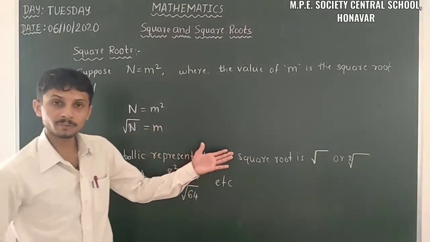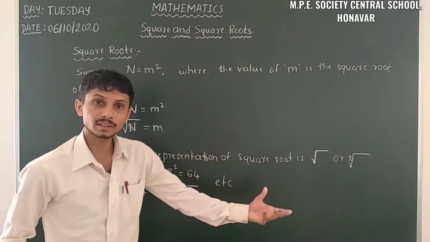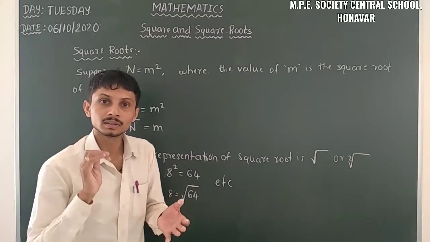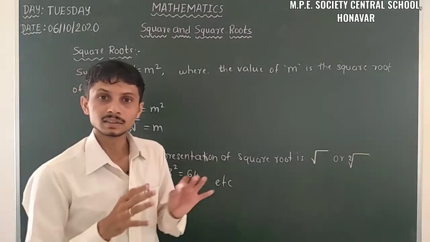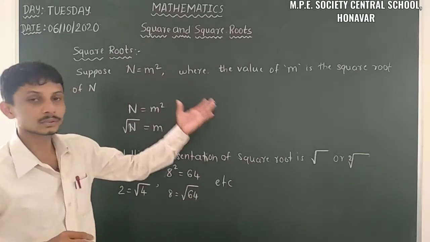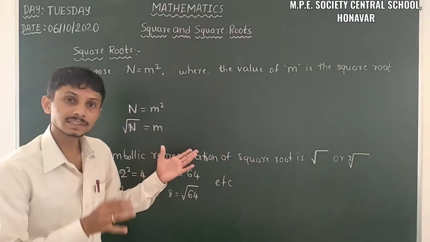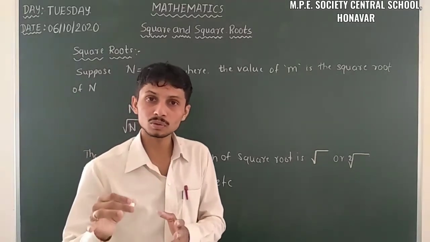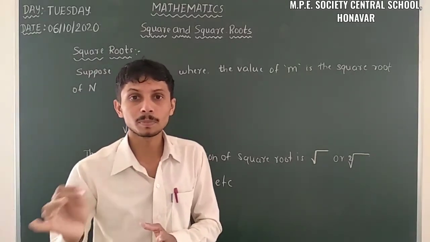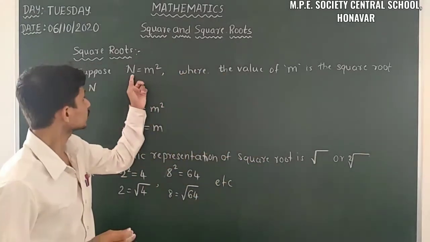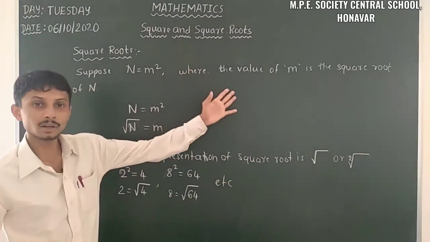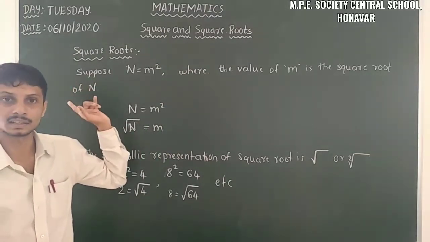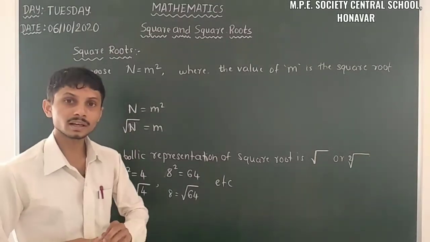So you can take anything. We already know the perfect squares from 1 to 20. So we can take the square root of those perfect squares and we get the value of each number. So basically the value of the square root is the square root of the perfect square. That means suppose n is equal to m square, then the value of m is the square root of that perfect square n. So this is about square roots.